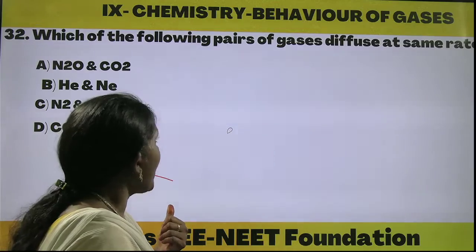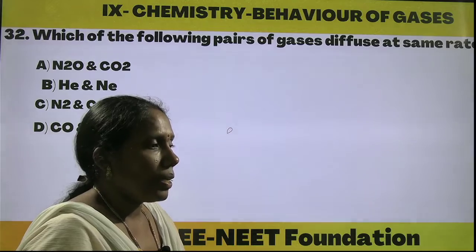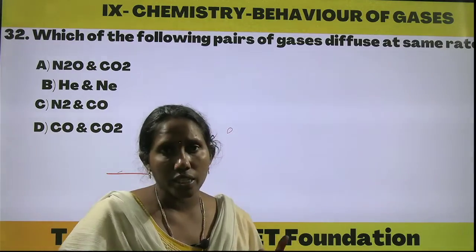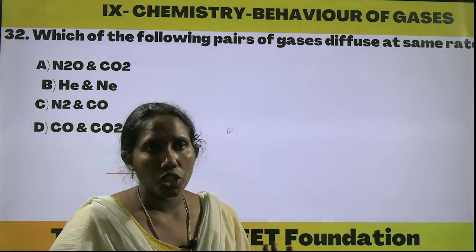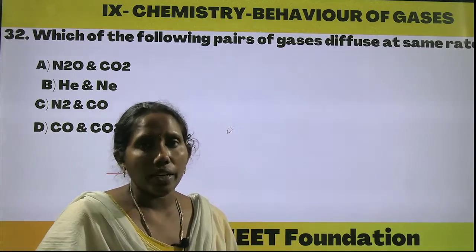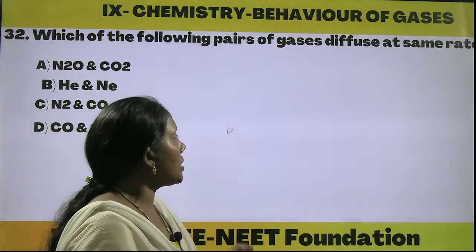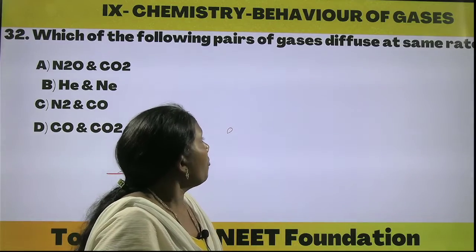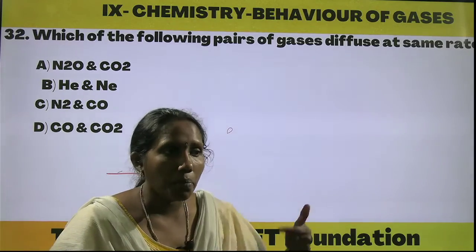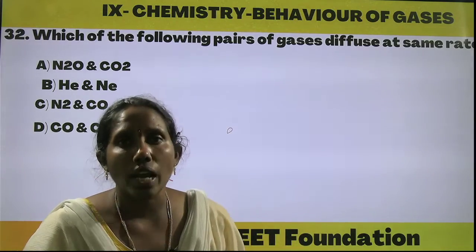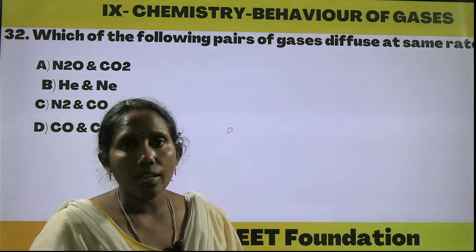Which of the following pairs of gases diffuses at the same rate? Generally, we already discussed this type of question in the single correct answer type. How can we know which gas diffuses faster and which diffuses slower? The rate depends upon the molecular weight. Here he is asking which pairs of gases diffuse at the same rate. Same rate means those two gases should have the same molecular weight.